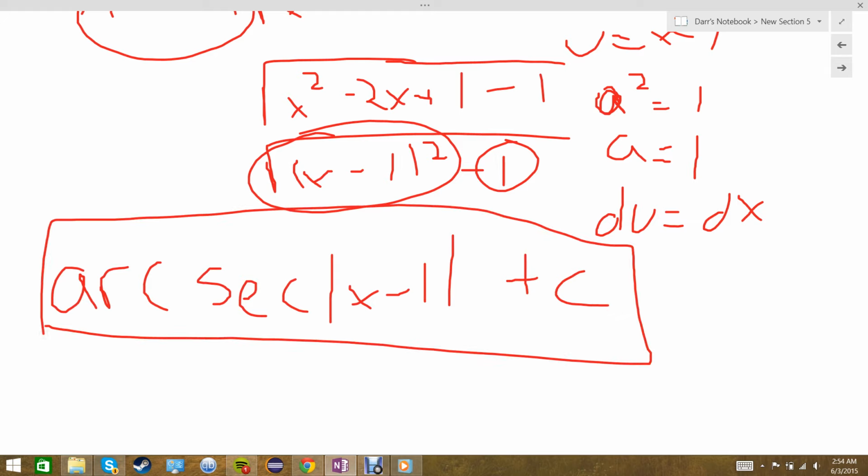Don't forget this absolute value right here, because if you don't put the absolute value, the answer is wrong. And since 1 over a, there would be a 1 over 1 over here, but that's just 1, so that's nothing. So that's that problem. Let's just do 1 or 2 more, just to get the complete feel of it.